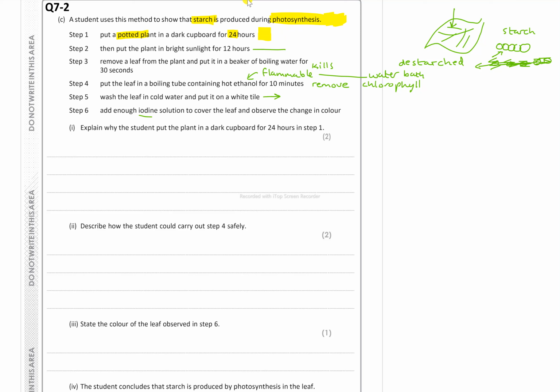Put it on a white tile so you can see the color change more easily. You add orange, brown, yellow iodine solution, depending on the concentration. What happens is it will turn blue black or black blue. Whichever way you write it, write blue black. That indicates a positive test for the starch molecule.